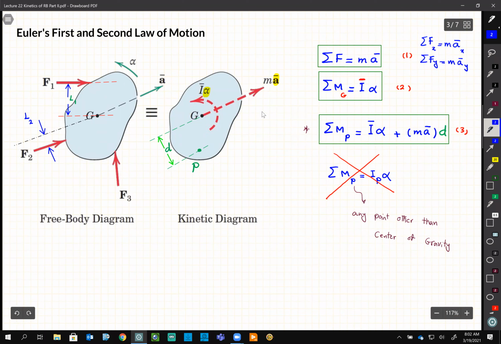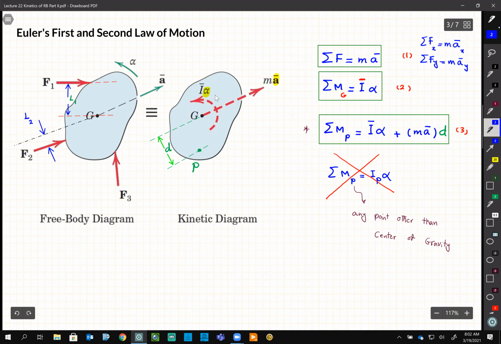And then about the moment, because unlike a particle, now the rigid body has a size and it can rotate. Since it can rotate, these forces might create a moment or a torque about G, right? Forces multiplied by their distance gives us M. And the sum of all these M about point G is equal to I bar alpha. And I bar is the moment of inertia about the center.